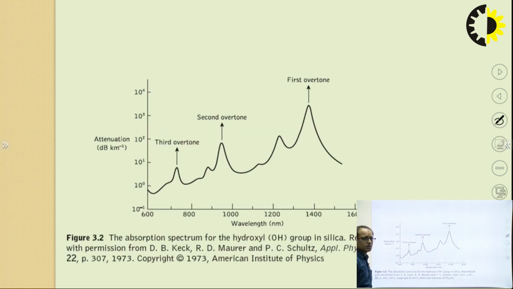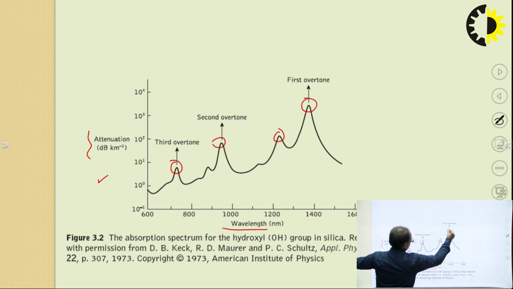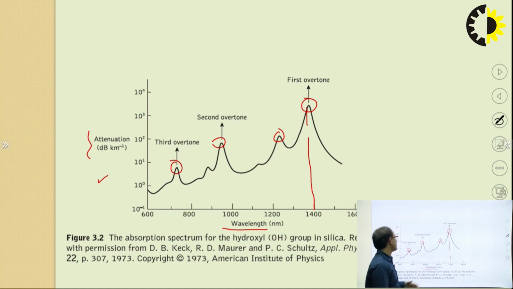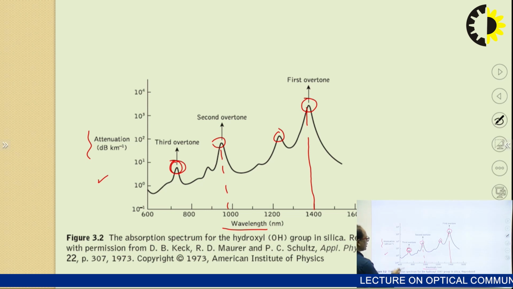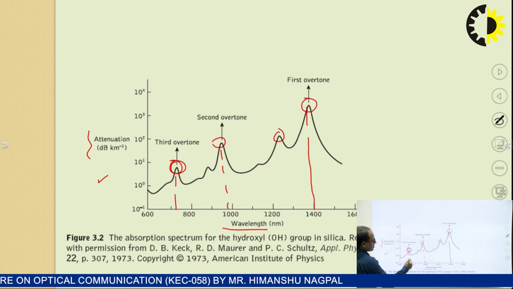Now this graph, also taken from the John M. Senior book, shows attenuation with respect to wavelength, and you will see that the attenuation generally increases at these points. The attenuation is higher around 1400 nanometer, the first overtone. The second overtone, where the attenuation is higher, is around 900 to 990 nanometer, and the third overtone has very little attenuation around 700 nanometer.